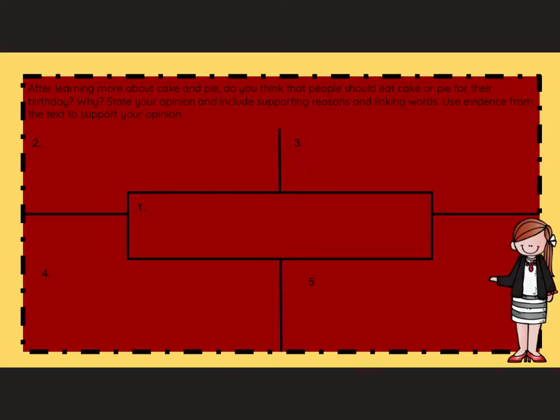And you can see the slide's a little bit different. This is to remind you that this is my prompt, and my prompt is a little bit different from yours. It says, after learning more about cake and pie, do you think that people should eat cake or pie for their birthday? Why? State your opinion and include supporting reasons and linking words. Use evidence from the text to support your opinion.